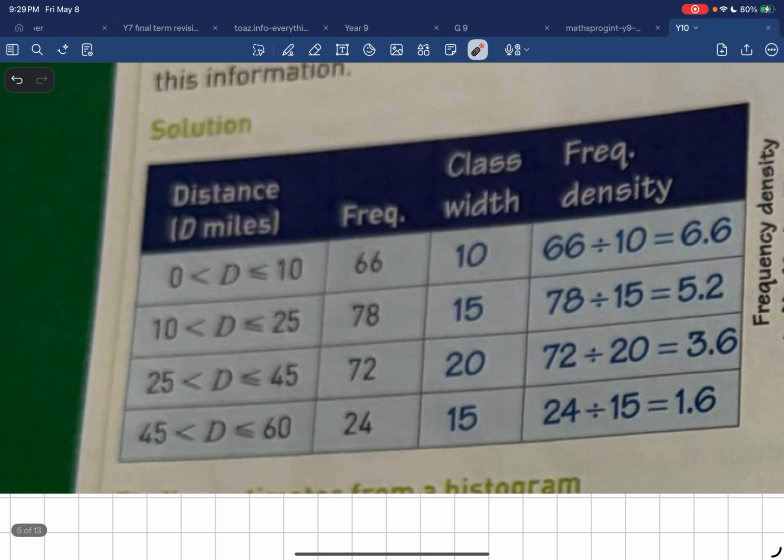Now you're going to draw a third column and put these results like shown here. Then you find the frequency density. I have my distance, my frequency, and my class width. Now I can find my frequency density, which is going to be frequency divided by the class width. Here you go, here are the results, as shown.